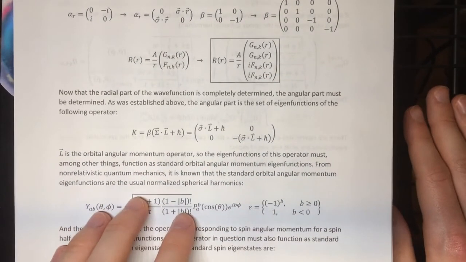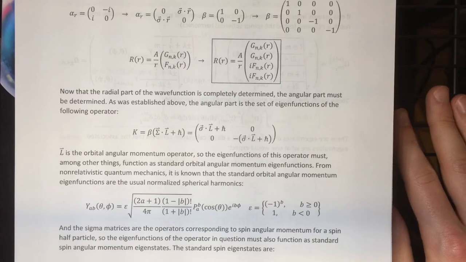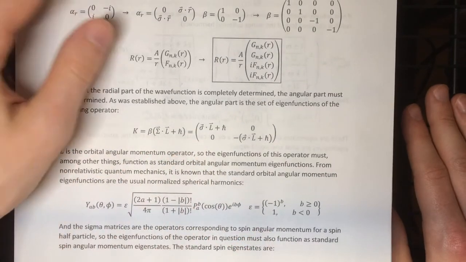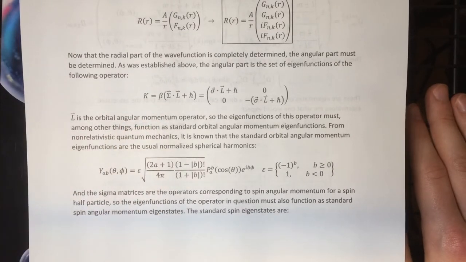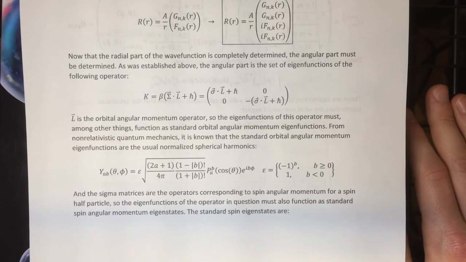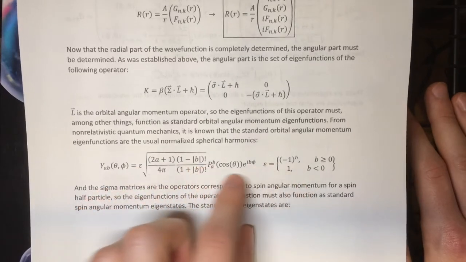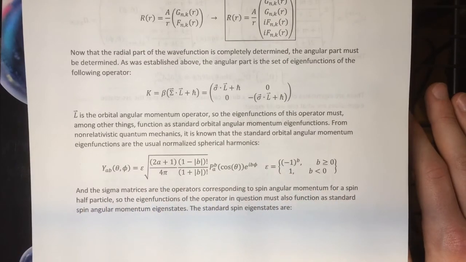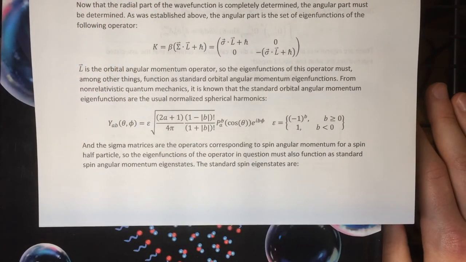So now that the radial part of the wave function is completely determined, the angular part needs to be determined. As was established above, the angular part is the set of eigenfunctions of the k operator. L is the orbital angular momentum operator, so the eigenfunctions of this operator, meaning the k operator, must, among other things, function as standard orbital angular momentum eigenfunctions. From non-relativistic quantum mechanics, it's known that the standard orbital angular momentum eigenfunctions are just the normalized spherical harmonics, which I talked about in my video on solving the Schrödinger equation for the hydrogen atom and solving the Klein-Gordon equation for the hydrogen atom. And the sigma matrices are the operators corresponding to spin angular momentum for a spin half particle.